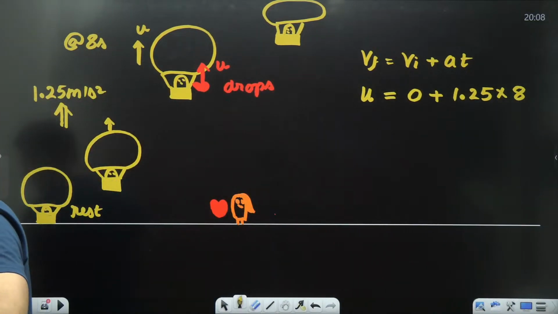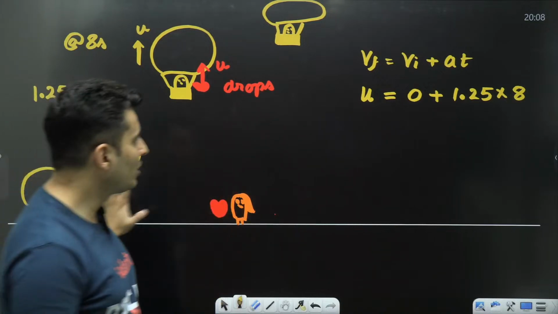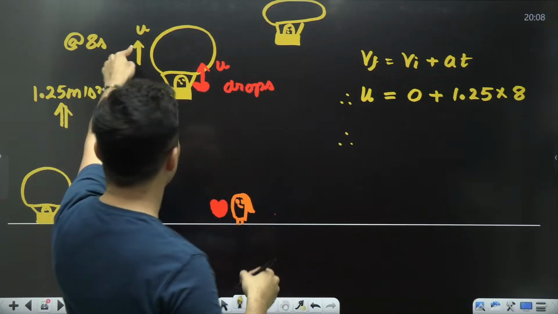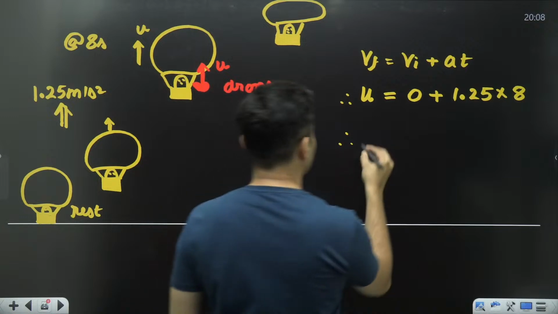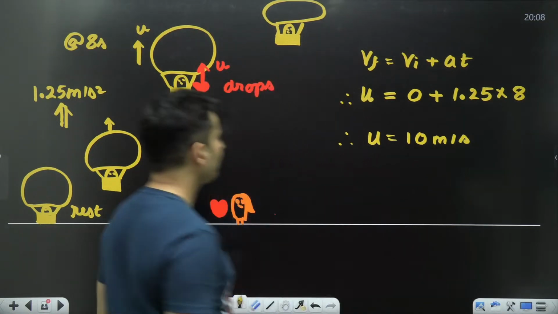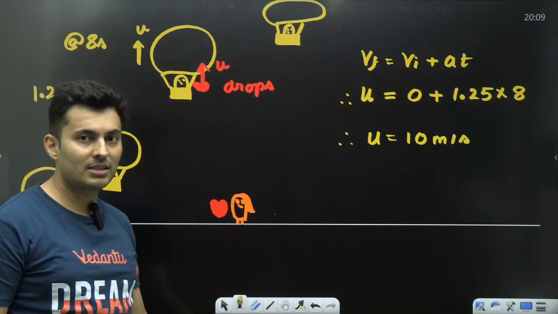Everybody fine till here? Which direction have we taken as positive? Yes, we have taken upwards as positive. So what will be my final velocity over here? 1.25 into 8: 1.25 into 8 is 10. So it will be 10 meters per second. So the stone, the balloon, the Pandu, everybody has 10 meters per second speed.